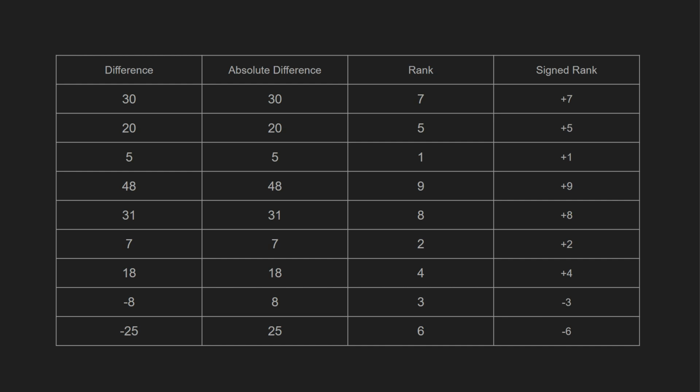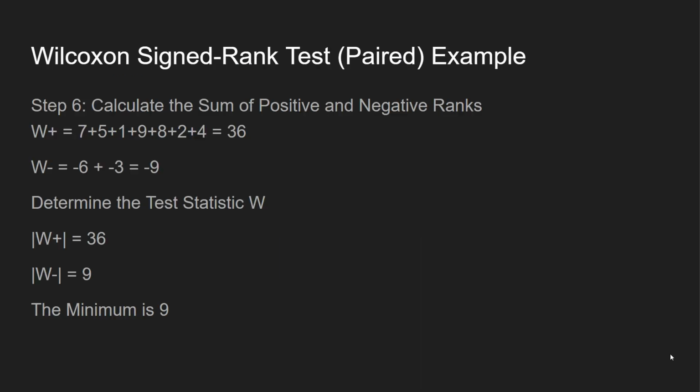The rest are just going to be positive. All right, and now we just have to sum up W plus and then W minus. All the positive ranks add up to 36. All the negative ranks sum up to -9.